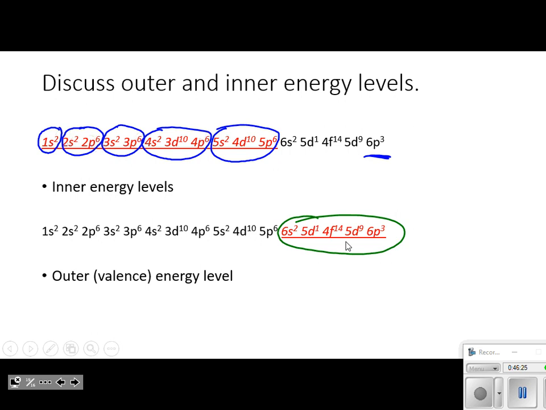So these would be referred to as the valence electrons. Okay. So where are energy levels filled up? The noble gases, they're going to be the p6.